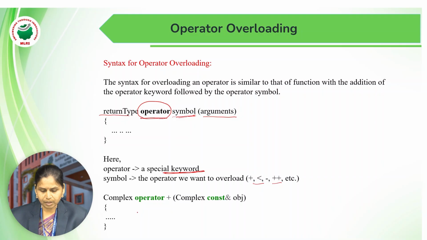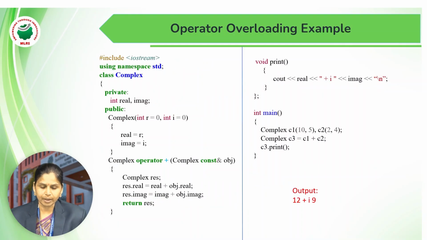Now, this is an example. Complex is the return type. Operator is a keyword. Here I am going to overload the plus operator. Now, these are the arguments. Let us see the example for operator overloading. It is a best example for operator overloading in C++. First, I have created a class. The class name is complex and it contains two variables. One is real and the second one is imaginary. These two belong to the private access specifier. Next, it is a constructor.